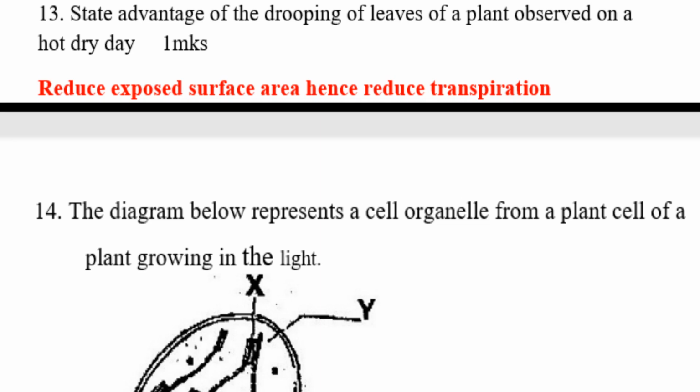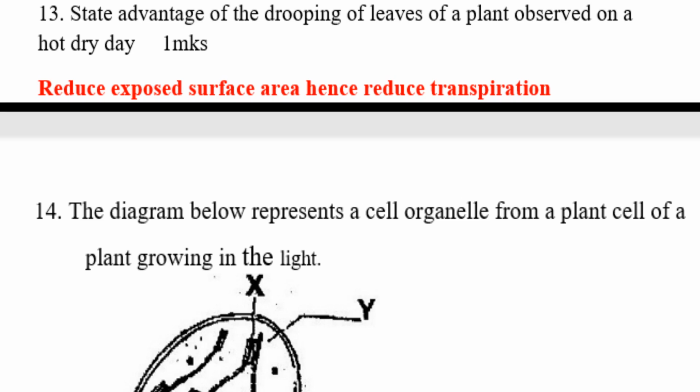That's why you see a plant dropping the leaves when it is very hot and dry. Some may see and say the plant is dry. However, the plant is not dry. It is just a mechanism to reduce the rate of transpiration.